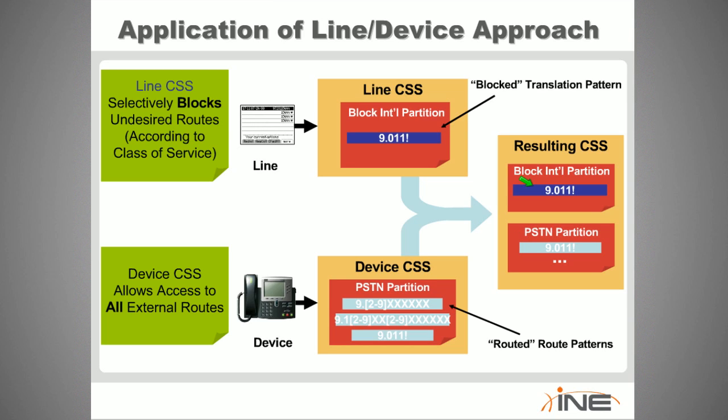But if it's an equal match and it's blocked because it's ordered higher, what we get is the result that this user cannot dial internationally, but they can dial long distance, they can dial local. There is probably 911 and internal numbers that are not pictured here, but that are a part of this PSTN partition. And so they do have the ability to dial everywhere except internationally.